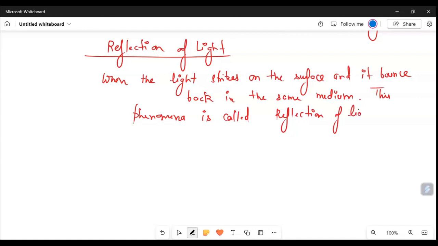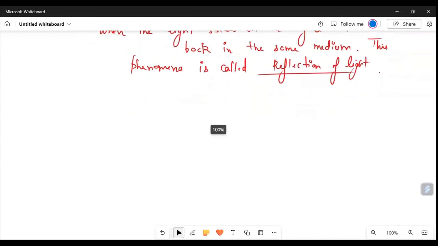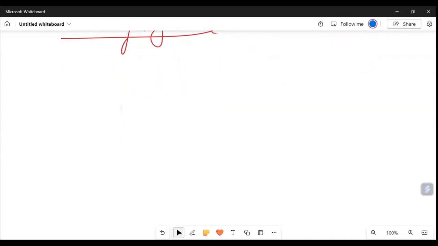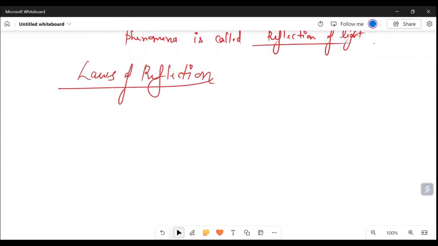Reflection of light. Okay. To understand reflection of light better, we have some laws in physics which define the phenomena happening in the surroundings. So we have laws of reflection also. Laws means which define the phenomena happening in our surroundings. So we are going to discuss the laws of reflection. The first law is that the angle of incidence and the angle of reflection are equal.